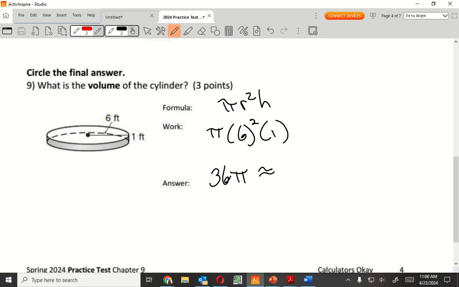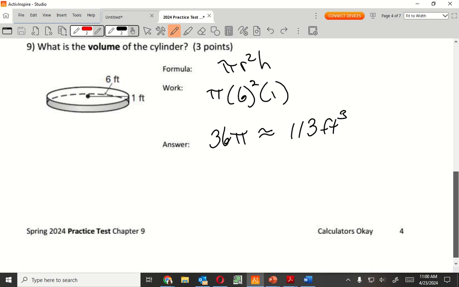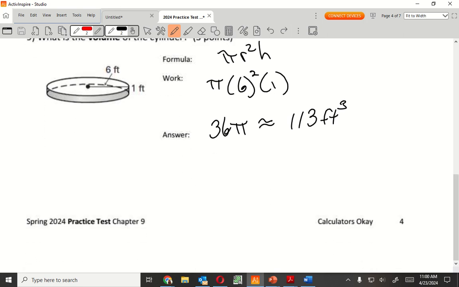I'm just hoping you guys are giving me the answers. What do you got? 113. 113. And what are my units? Feet. Cubed. Yes. Are we good? Alrighty, let's keep going. So that's number 9.